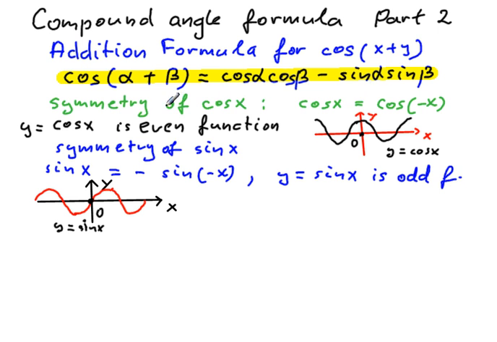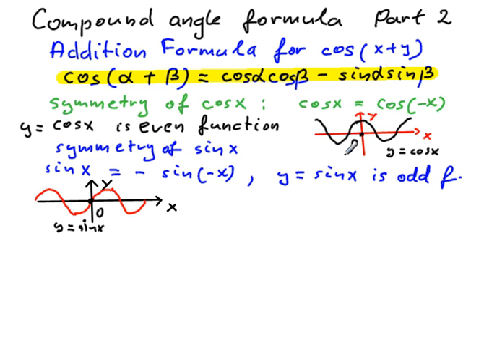Now we will show that when you have the addition of angles alpha and beta, it will result in the same products, but the difference between them will be defined. Okay, so we need to go and refresh our memory about the cosine function.